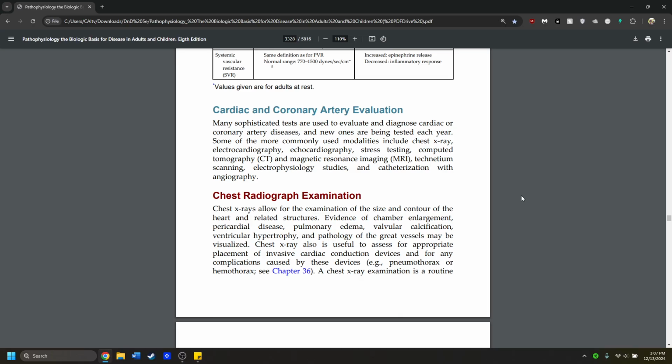Many sophisticated tests are used to evaluate and diagnose cardiac or coronary artery disease, and new ones are being tested each year. Some of the more commonly used modalities include chest x-rays, electrocardiography, echocardiography, stress testing, computed tomography and magnetic resonance imaging, technetium scanning, electrophysiology studies, and catheterization with angiography.